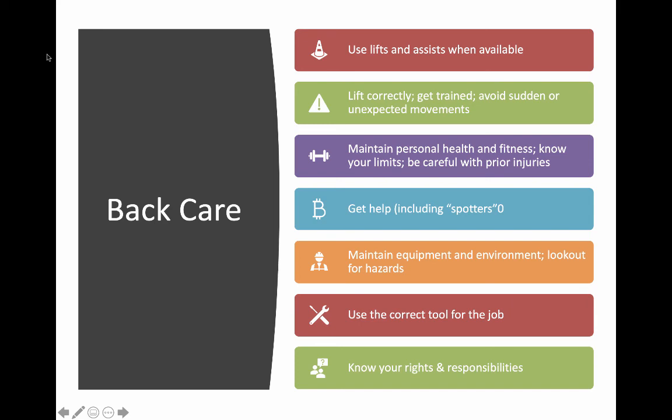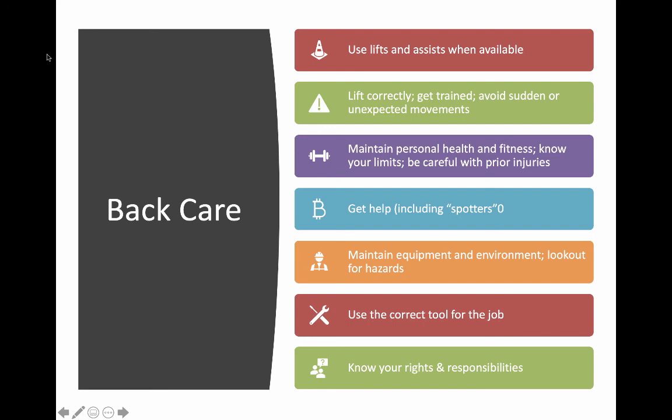Maintain equipment and environment. Make sure that, for example, the floor doesn't have slippery carpets on it or wet spots. Make sure tripping hazards in general are removed. Maintain the equipment itself so that you don't find yourself in a public place unable to use a wheelchair lift or unable to use the wheelchair itself. Look out for any kind of hazard in the area.